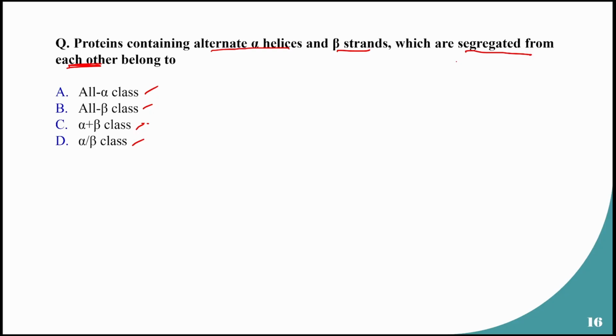Segregation in this case usually means that multiple alpha helices, as well as multiple beta strands, are present consecutively, as opposed to one alpha helix and one beta strand, and then another alpha helix and another beta strand. So if you see a segregated structure, that means a large number of alpha helices will be present at a location, and then after that you will see a certain number of beta strands.